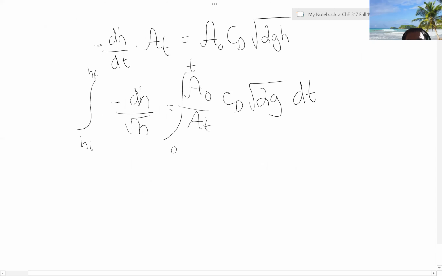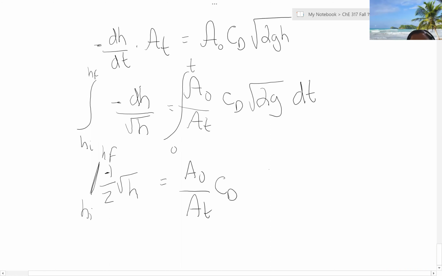So if I do the integration of essentially 1 over the square root of h, I should be left with what? Square root of h times 1/2, I believe, from initial to final, equals, and the negative is still there, area out, area of the tank, discharge coefficient, square root of 2g, and then that's just time evaluated from 0 to t.